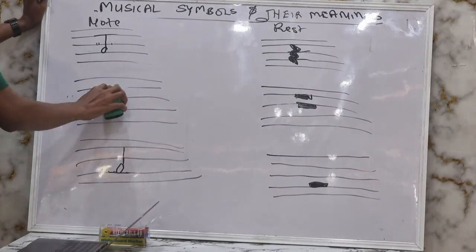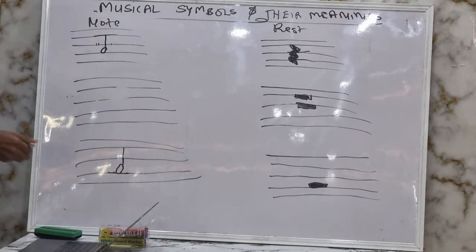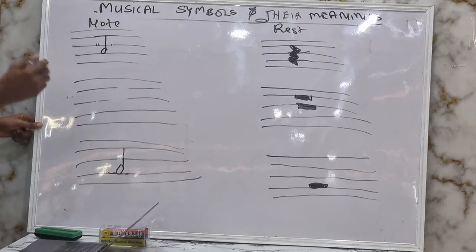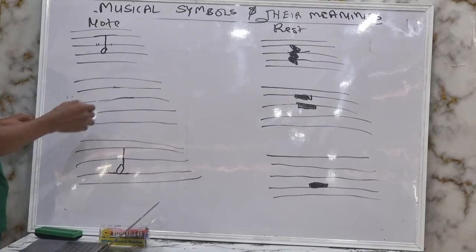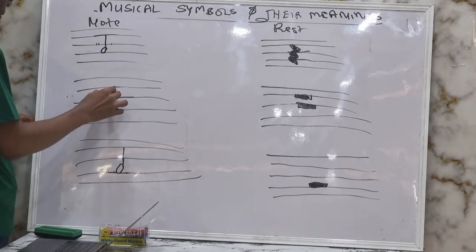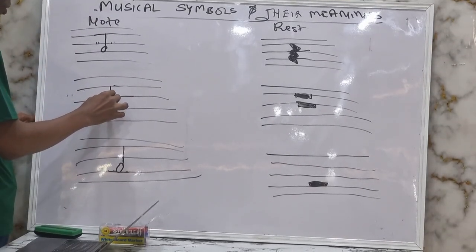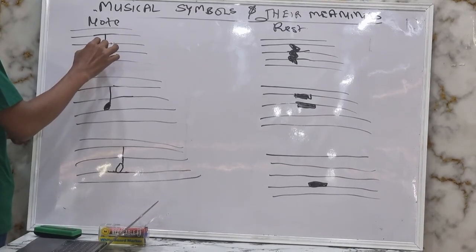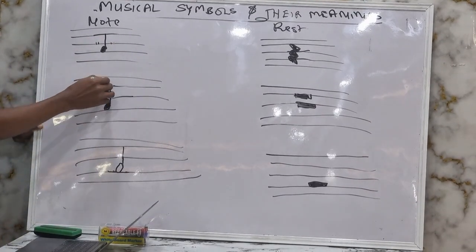Then the next one we have is the quaver. Don't worry, you have it in the PDF. Everything is there. You can just go through it.